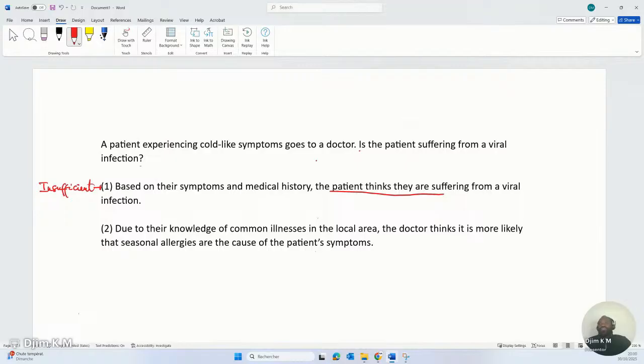I also think that this is not sufficient because it says the doctor thinks it is more likely. More likely. So it is not confirmed, but it's just a supposition, a hypothesis. Maybe the doctor needs to do some more tests in order to have the confirmation that the patient is indeed not suffering from a viral infection, but it is a seasonal allergy that is causing the symptoms that he's facing. So this is also insufficient.